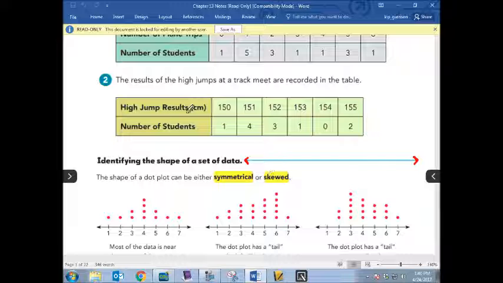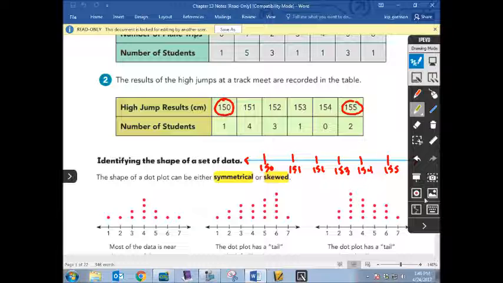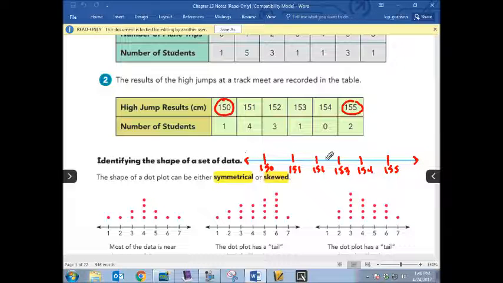Okay. The high jump results are going from 150 centimeters to 155 centimeters. So that's our minimum and our maximum. So I'm going to do that. So 150, 151, 152, 153, 154, and 155. There we go. And that is going to be how high they jumped. And then we can go through.